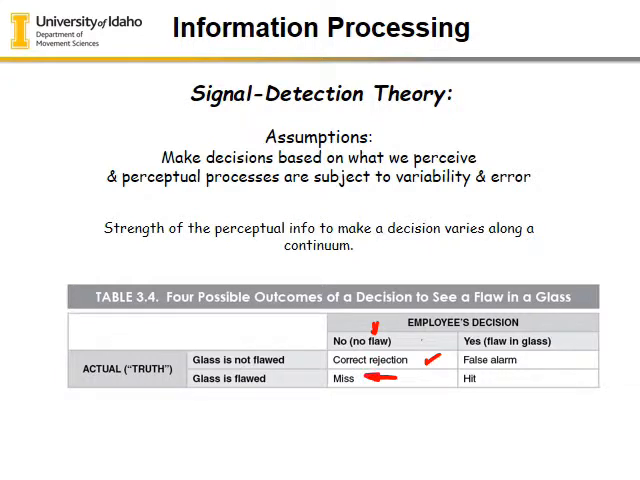Likewise, if they say yes, it is flawed, but it's not flawed, then we call that a false alarm, right? They took something off that shouldn't have been taken off, and from a standpoint that cost people money. But if they say something was flawed and it was flawed, you have a hit, right? If you look at it, these two corners are correct answers and these two corners are incorrect answers. As we go through the process, just understand that we're comparing the employee's decision versus the actual truth, and the employee's decision is based off their perception of the signal, the input that they received, right?